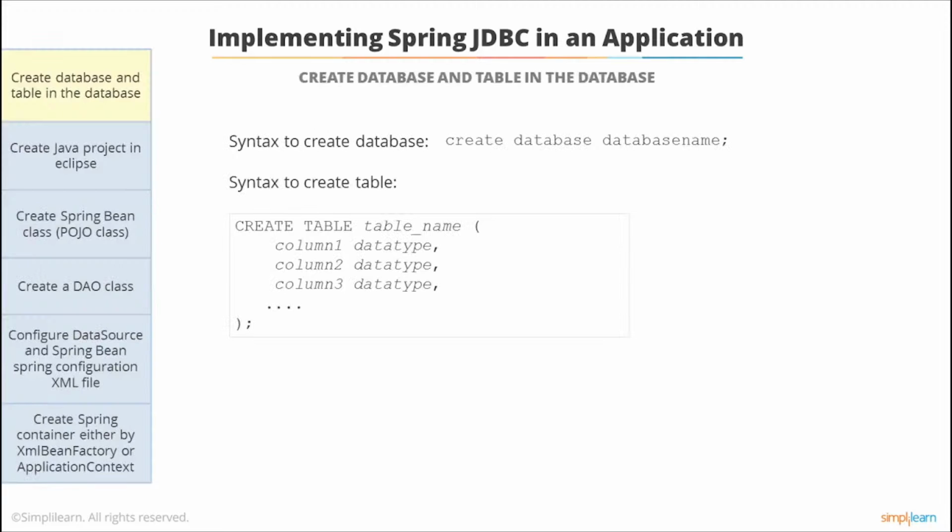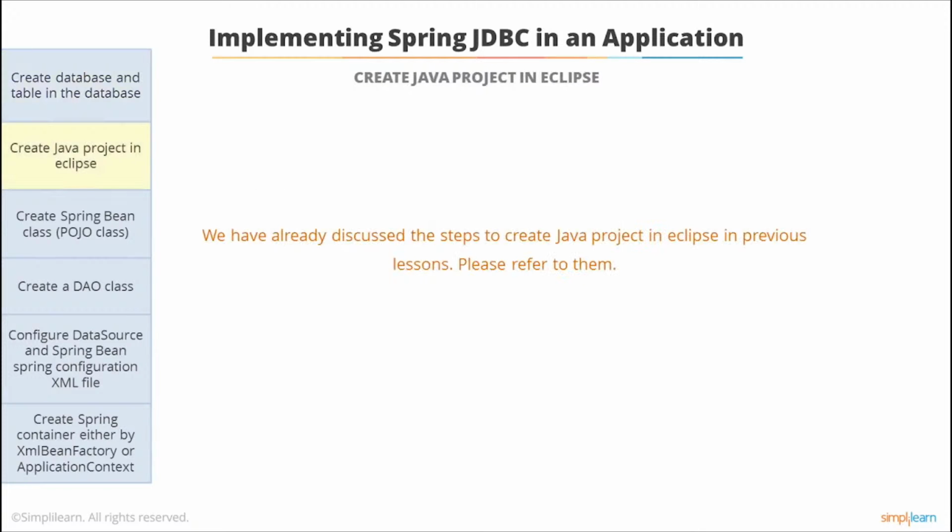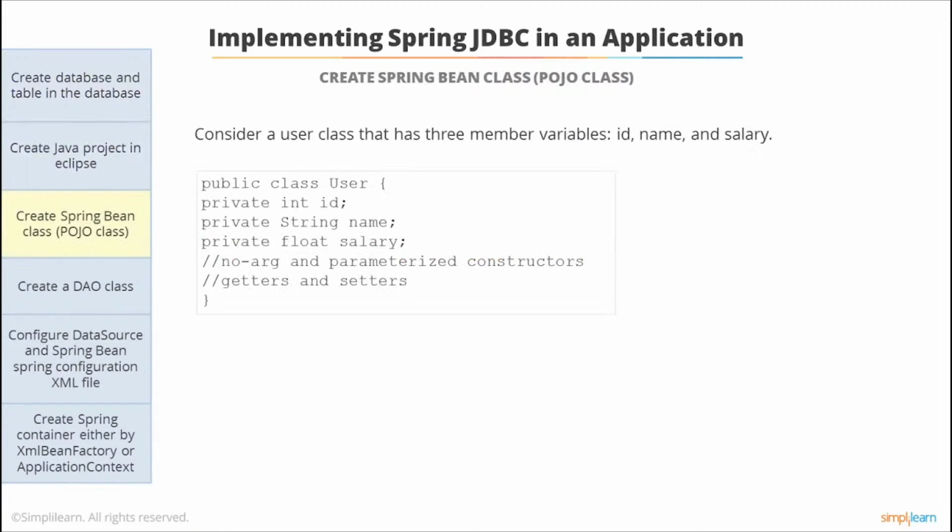For implementing Spring JDBC in an application, we create database and table in database. The syntax to create database is create database name, and the syntax to create the table is create table name with the respective columns. Next step, we create a project in Eclipse. Then we consider a user class that has 3 member variables, ID, name and salary.